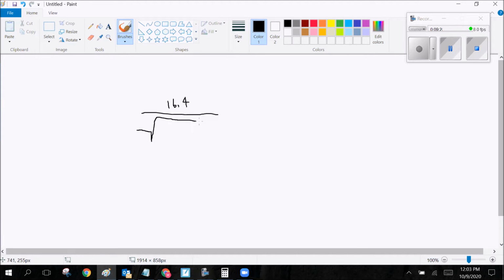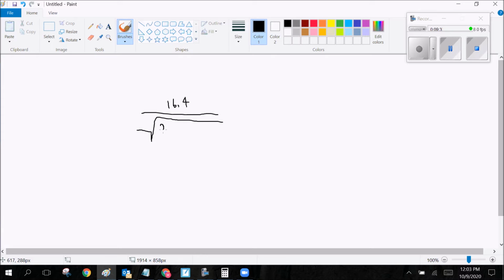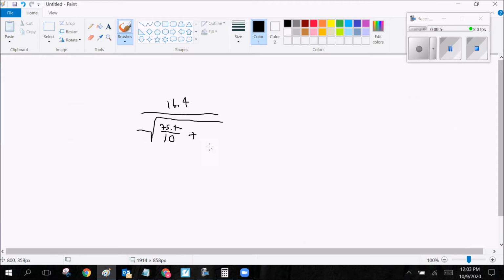That's going to be over the square root of, let me see over here, okay, so I got 75.4 basically as my squared value. So 75.4, over 10 because it's over n. And then we're going to add that to my other value, which is 73 or so, 73 over 10.